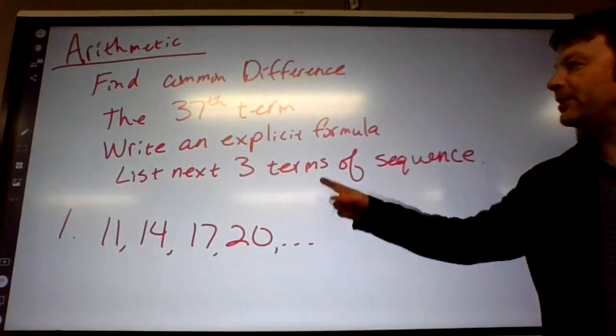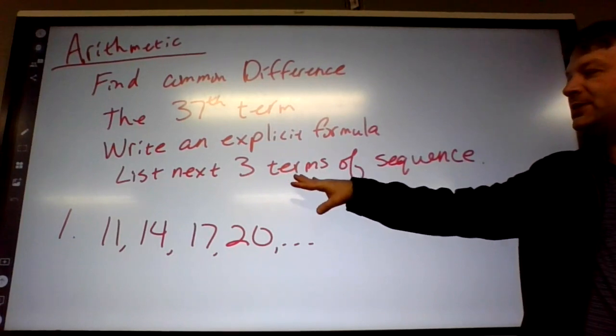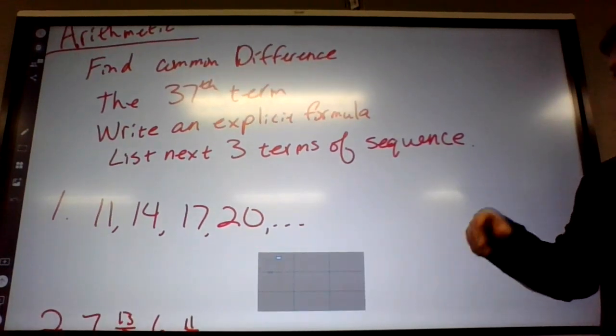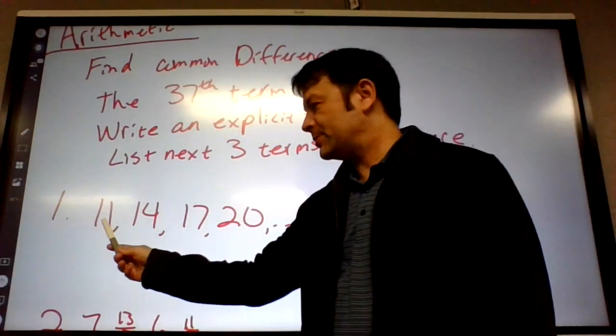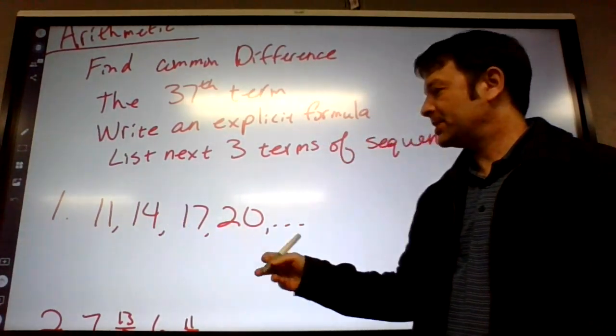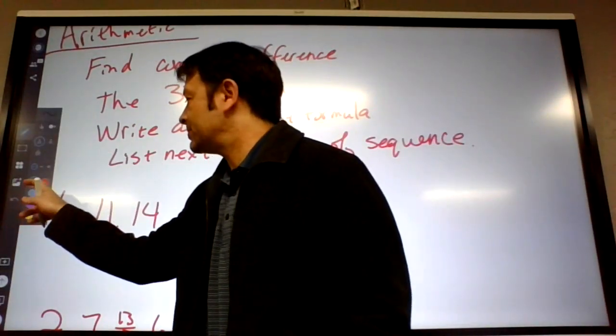Okay, so common difference, what's the 37th term? Write explicit formula, list the next three terms. So arithmetic just means adding over and over. So what is 3 plus 3, right? So that would be the difference, the common difference.